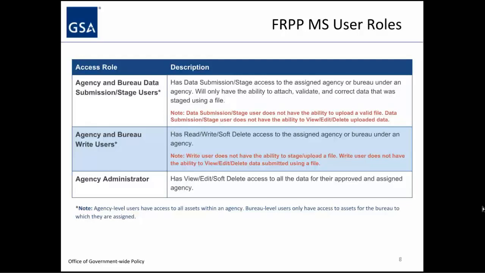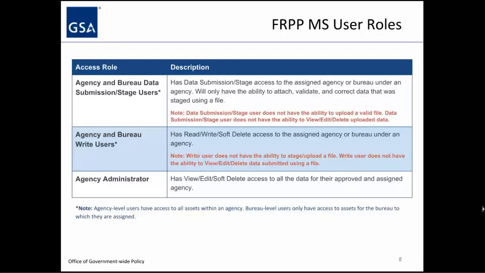So starting with that top role, we have the agency and bureau data submission stage users. So these are for both the agency and bureau level. These can submit data for their assigned agency or bureau via an XML or CSV file. Again, just a reminder that CSV is a new option this year. So they can only attach, validate, and correct data that was staged using XML or that CSV file. Basically, staging means that they can set up the file to be uploaded and the system will verify and validate that information. Once the information is validated, the agency admin will put that information into the FRPP system.